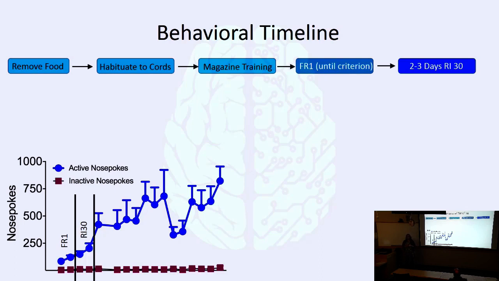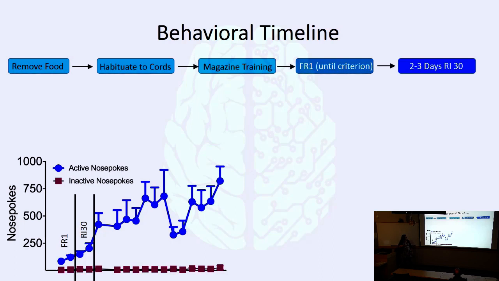Now we've introduced a random time component. And so they're going to need to wait on average 30 seconds to get their reward. They can nose poke as much as they want during those 30 seconds, but it won't change anything. They need to wait that time period. And it does rotate, so it's not always 30 seconds, but that's the average.